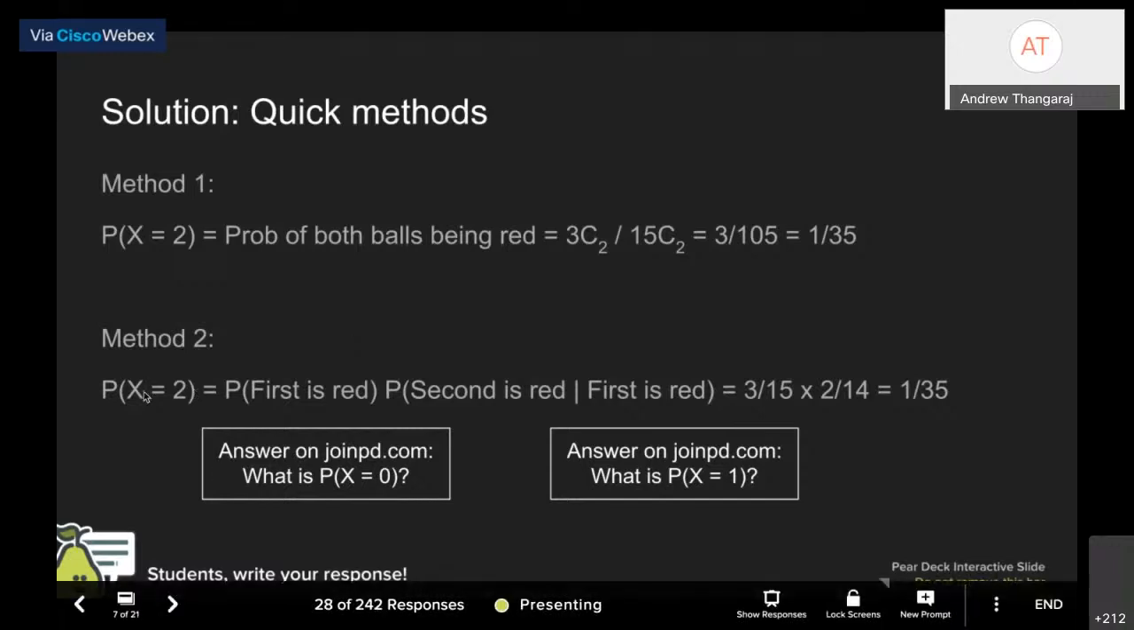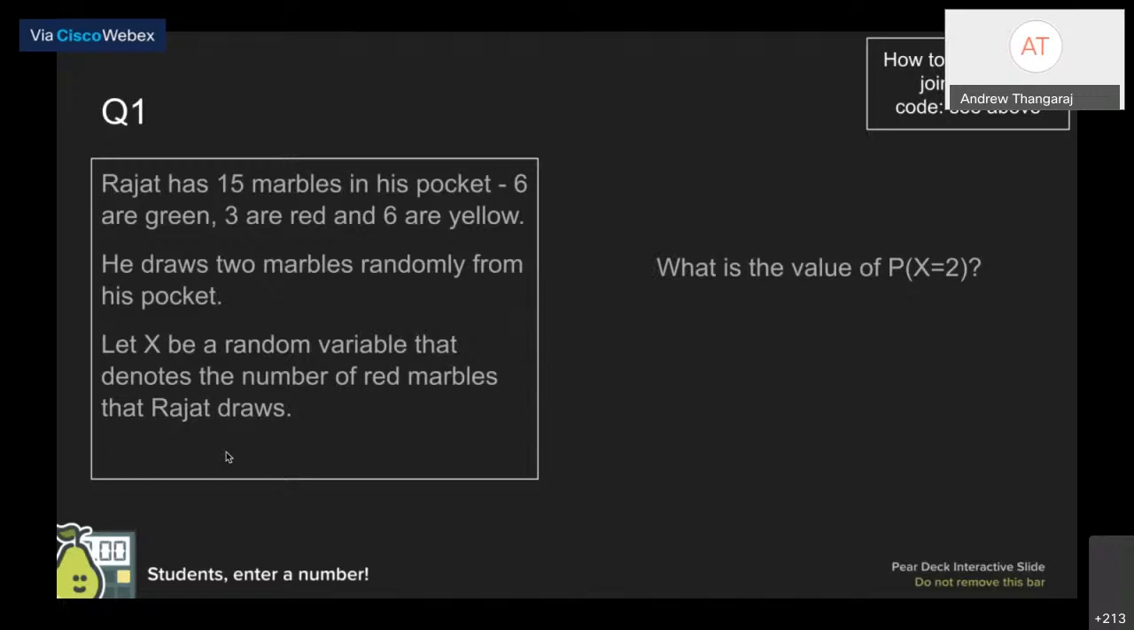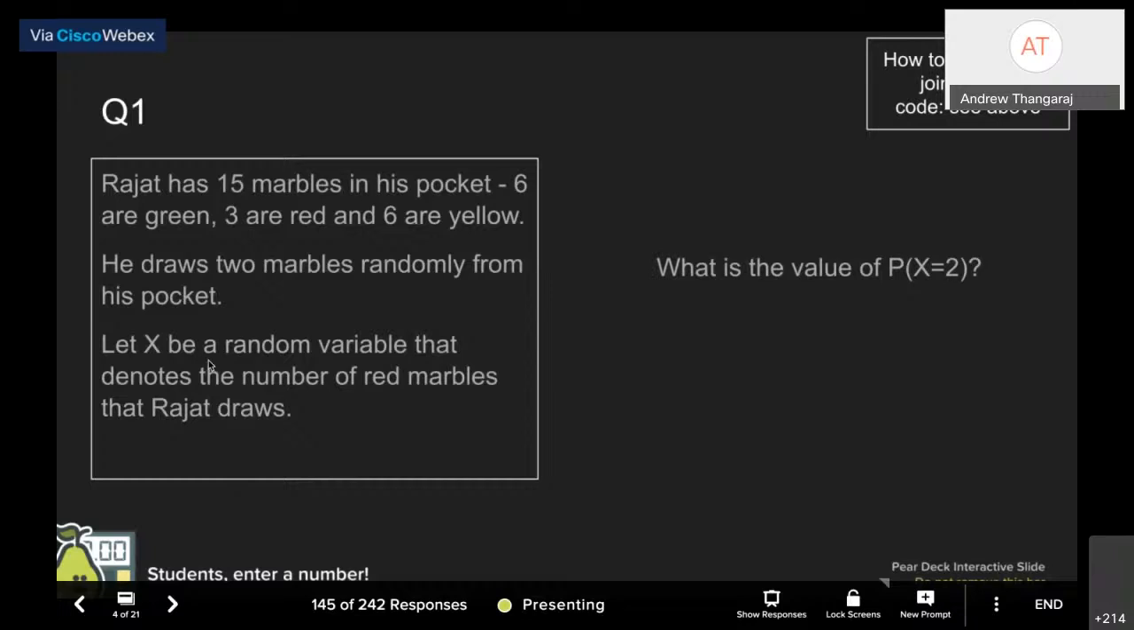x is the number of red balls. So you're drawing two balls at random. Let me go back to the original question, since people want to see it. Here's the original question. There are 15 marbles with 6 green, 3 red, and 6 yellow. And x is a random variable that denotes the number of red marbles. And hopefully this is clear. Sorry.